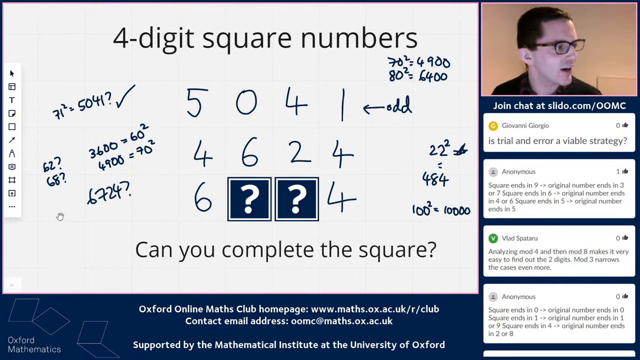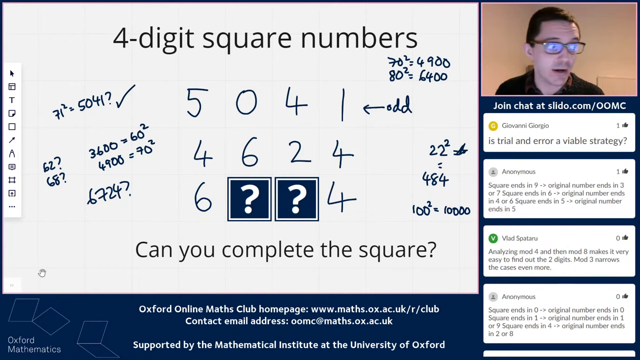Giovanni says here, is trial and error a viable strategy? Yeah, I'm doing a bit of trial and error here. I like to combine my trial and error with some sort of logic about what the bounds are on my trial and error. So, for example, on this previous one, we've said somewhere between 60 and maybe 80. And then we could just check all the numbers between 60 and 80. Or we could be slightly cleverer and say, well, I can think about the last digit and then think about these twos and eights going on in there as well. That narrows down my search. And then trial and error to just check things in between.